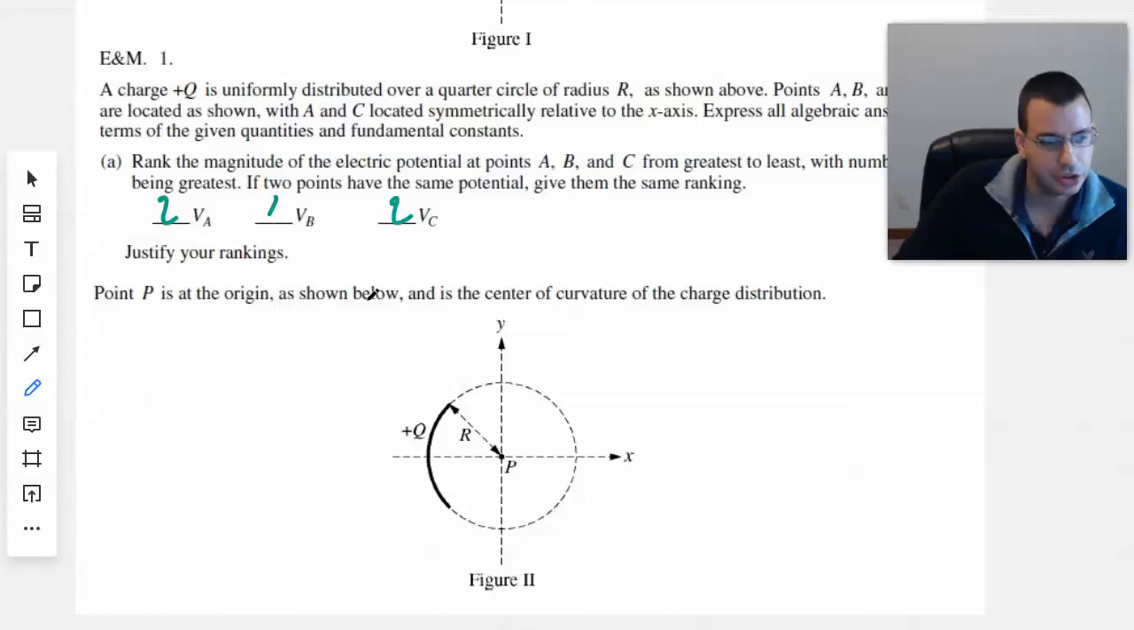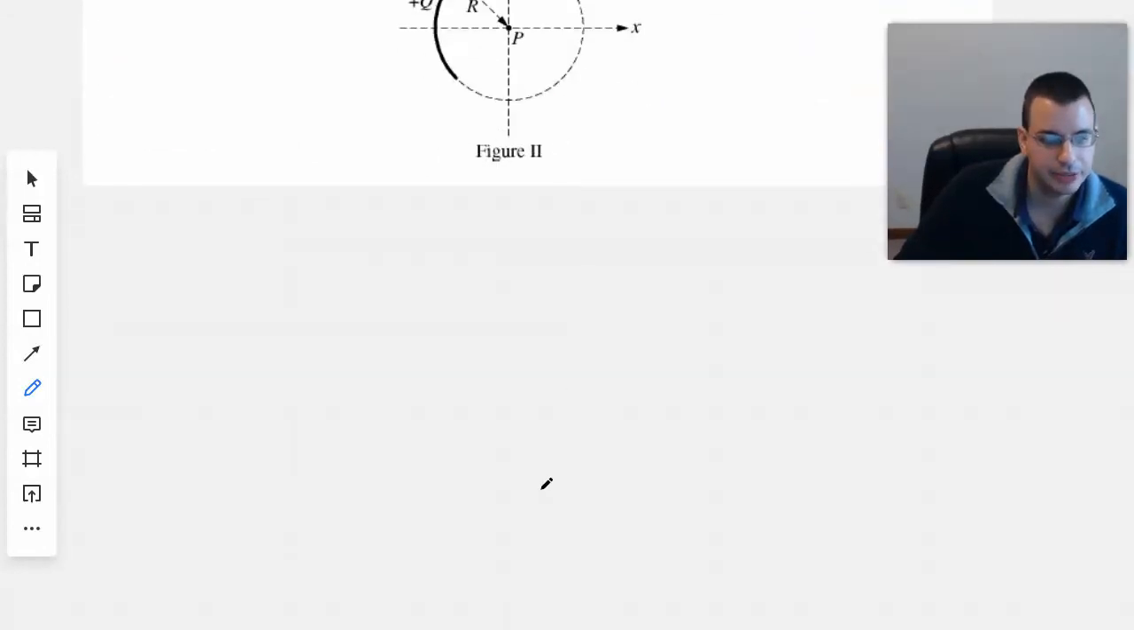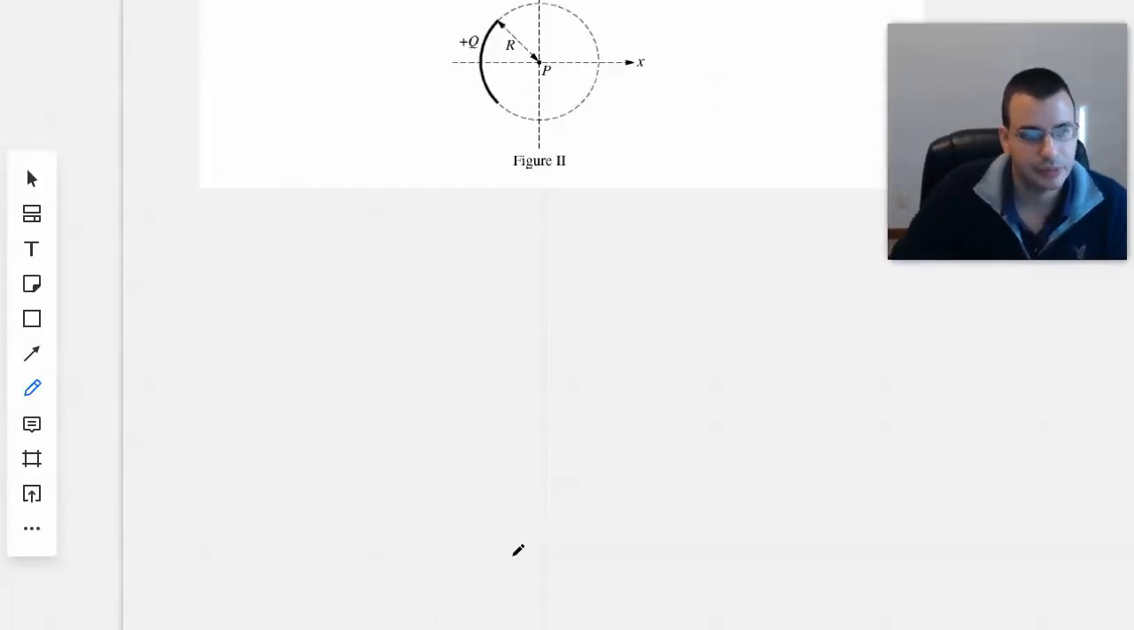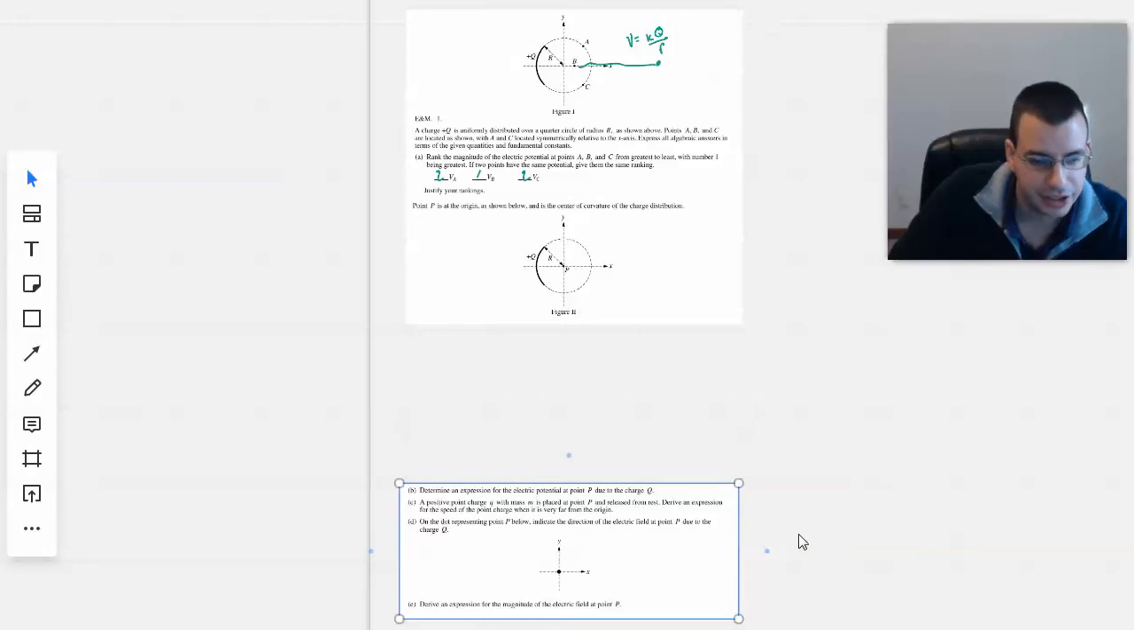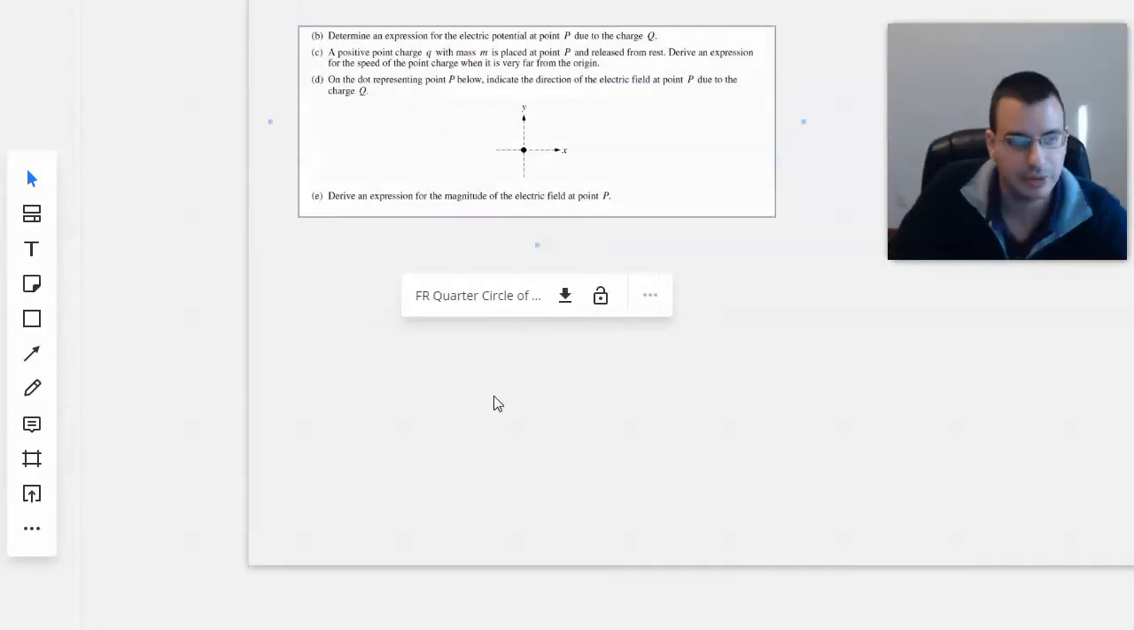Okay, point P is at the origin as shown. Check. And is the center of curvature of the charge distribution. So is it B? No, not quite B. Closer than B. And there we got the second part. Move U up. There we go. Lock it in place. Haha.